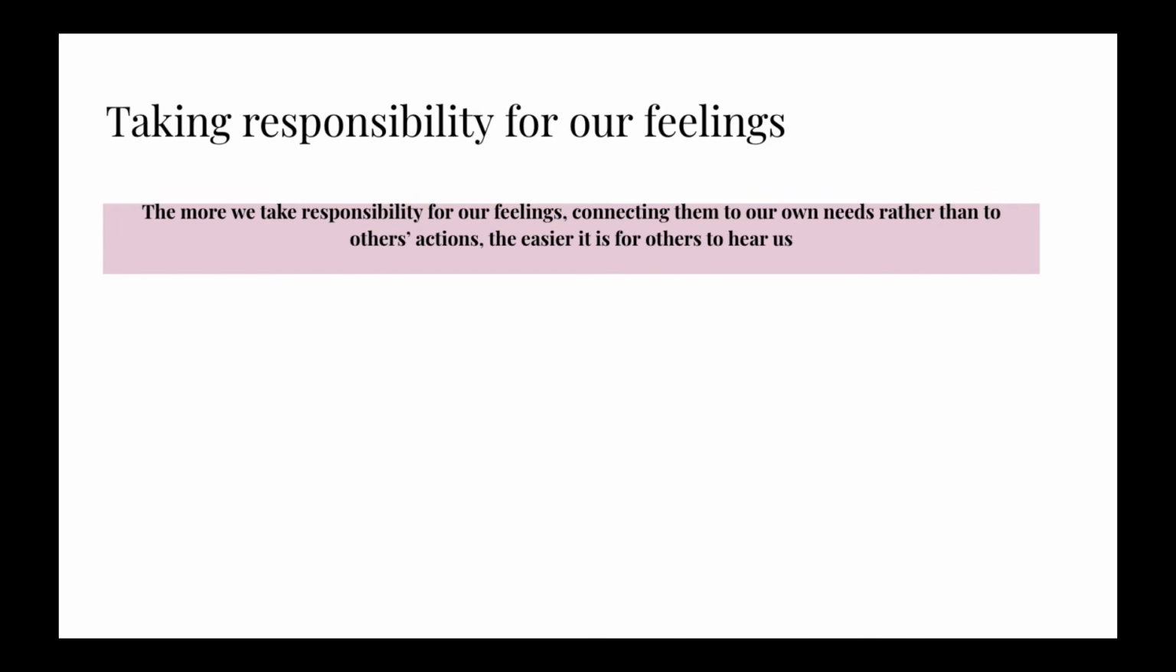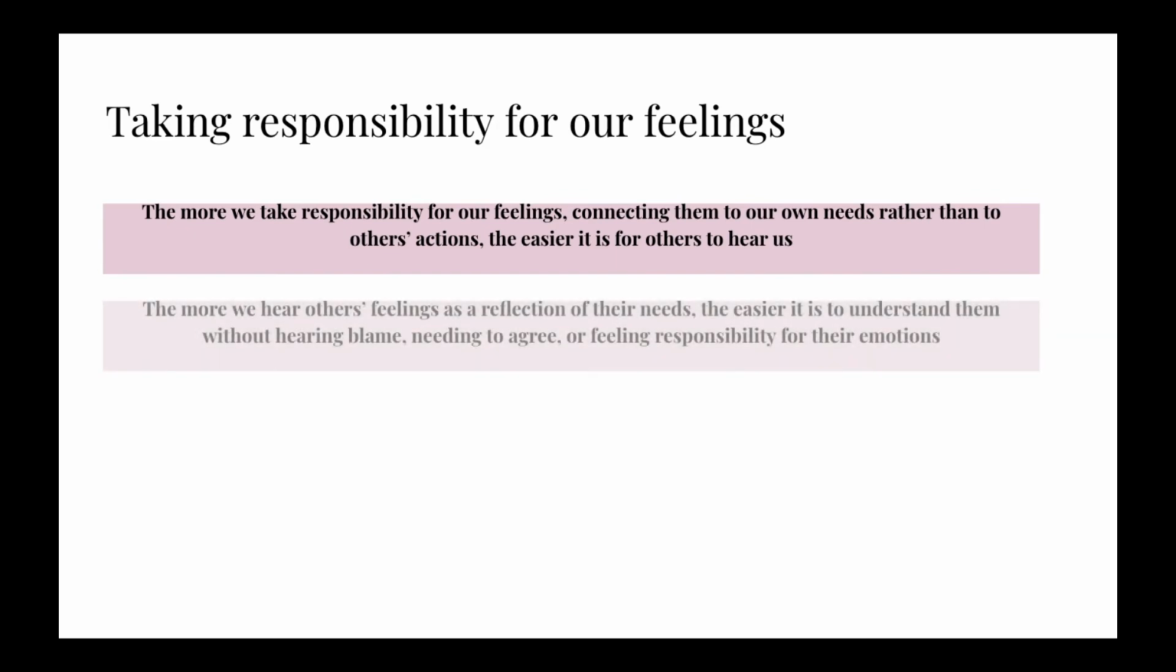So it's important that our feelings are not connected to a blame for the other person, but rather remember that these feelings exist because our particular needs were not met. And the next principle is that the more we hear others' feelings as a reflection of their needs, the easier it is to understand them without hearing blame, without needing to agree, or without feeling responsibility for their emotions.